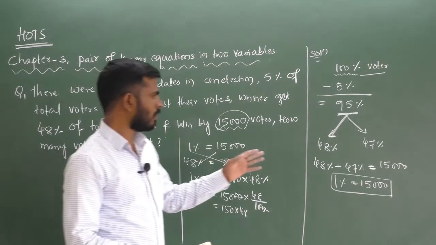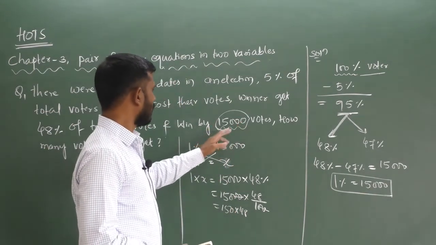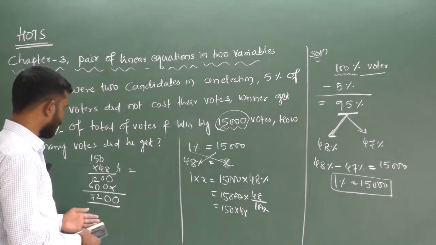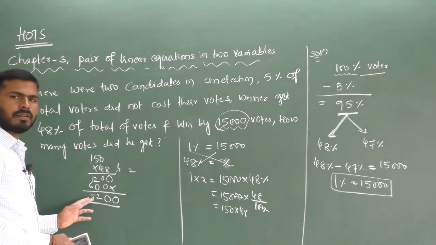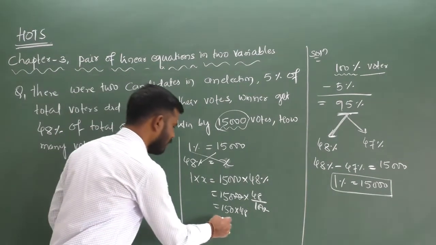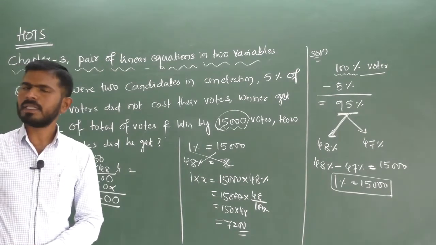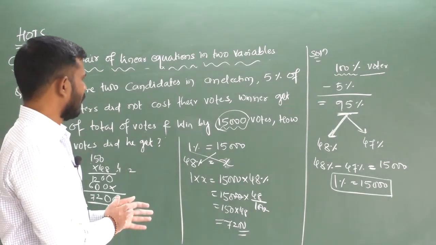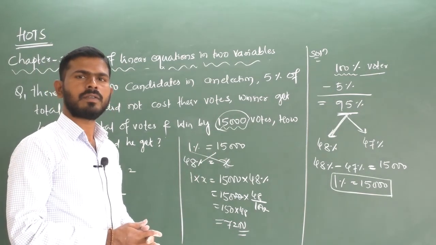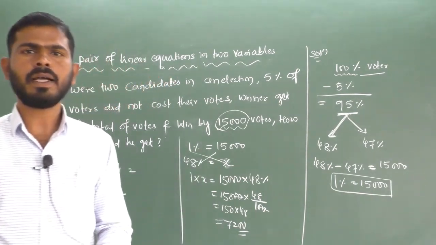Since 15,000 is given, the total number of votes is 7,200. So the winning candidate got 7,200 votes. This is the type of method you have to use for percentage problems. You can use it in competitive exams and score marks easily. Thank you and have a nice day.